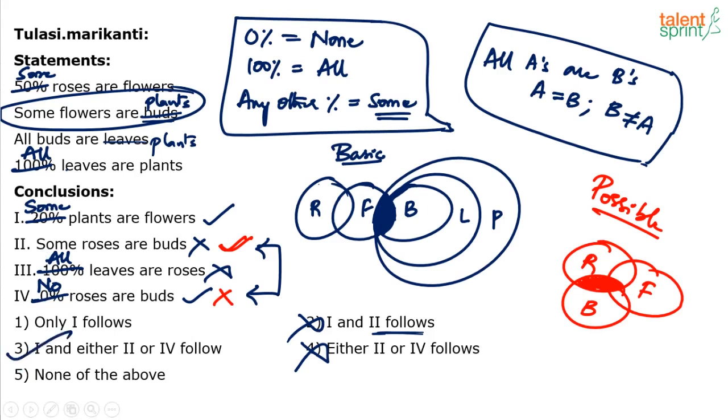Hence, the answer is option 3. The final answer to this question is option 3: 1 follows and either 2 or 4 follows. Remember, 2 and 4 make a complementary pair. Some A's are B's and no A is B is a complementary pair. Whenever there is a complementary pair, you have to be a little careful when verifying the conclusions. So 1 is definitely true, and between 2 and 4, either one will be true. So option 3 is the final answer.